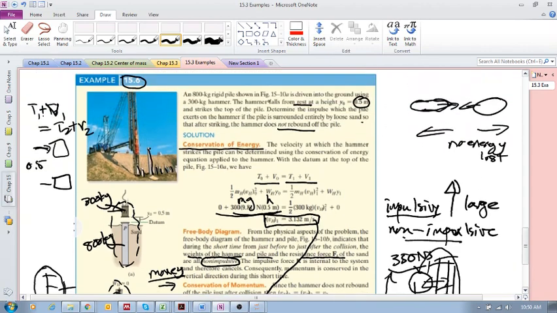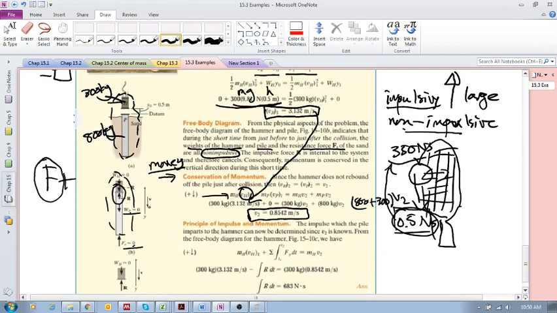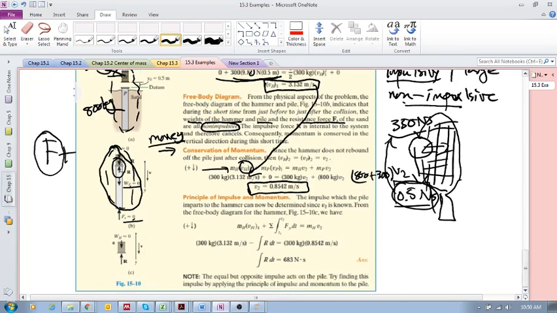But the question was also, what is the impulse which the pile exerts on the hammer? As you can see, using this technique here, we don't know what the impulse is, because if we consider both particles as our system, then the impulse between the two is cancelled out. So what do we need to do? We need to just isolate one of them. You can use either the hammer or the pile. Both will allow you to calculate the correct answer.